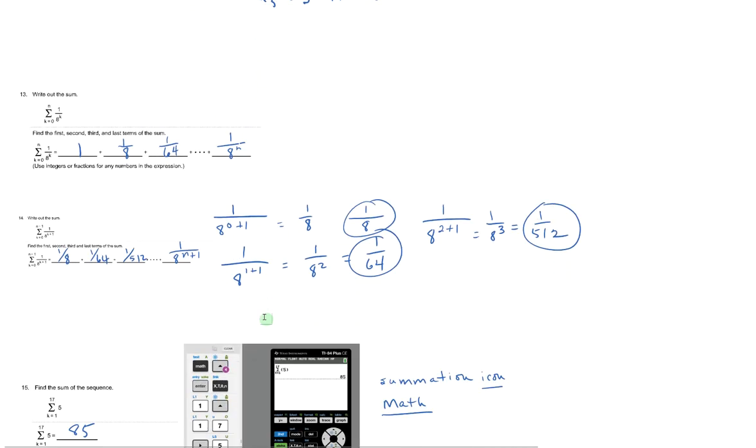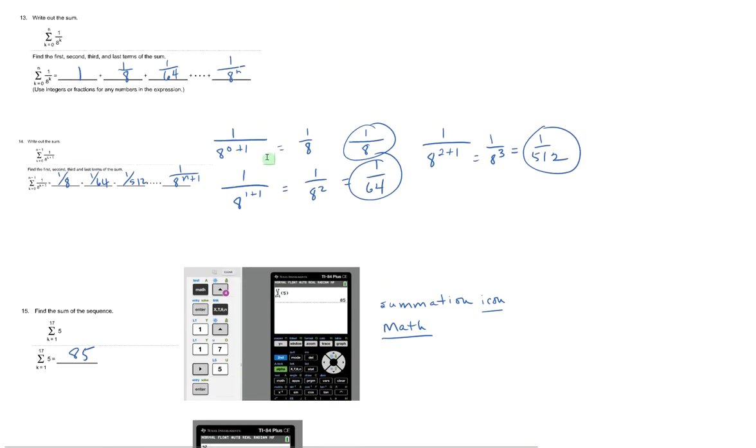Number 13, we are writing out the sum. And if we start at 0 and go to n, they want you to do 3 terms and then write the general expression. So this first one, we have 1 over 8 to the 0, because we're starting at 0, so that'd just be 1. 1 over 8 to the first is 1 over 8. 1 over 8 to the second is 64. ... 1 over 8 to the n. Okay? All right, let's look at number 14.